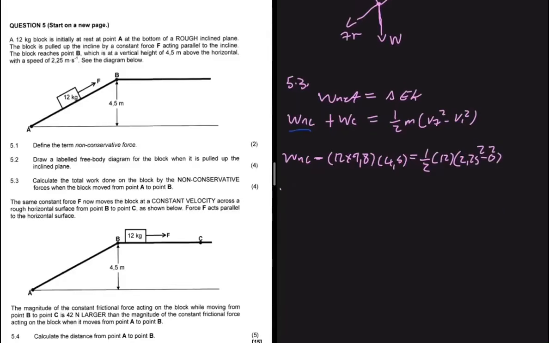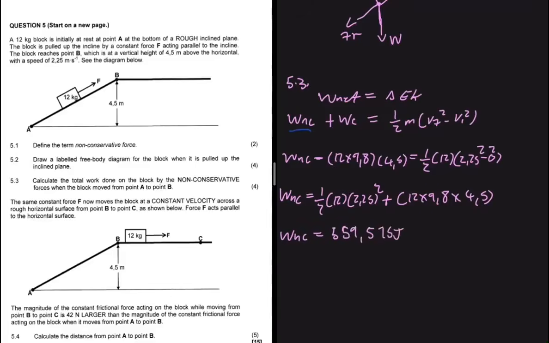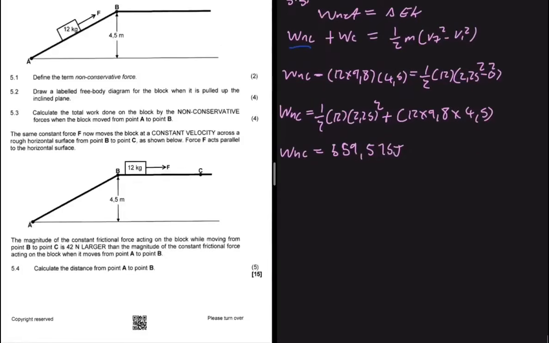So now we can say that the work done by non-conservative forces will be equal to a half times 12 multiplied by 2.25 squared, plus 12 multiplied by 9.8 multiplied by 4.5. Now it's just a matter of putting this in the calculator, and I'm getting 559.575 joules. Let's go ahead and move to 5.4.